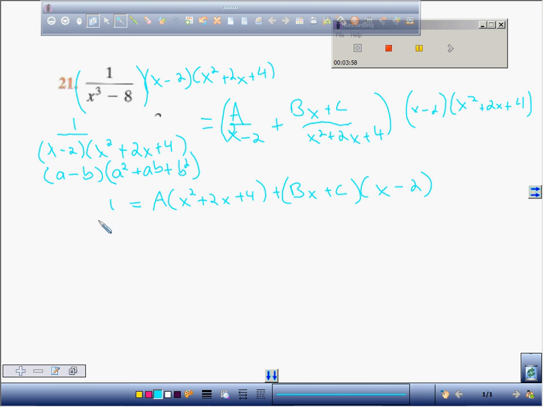Okay? So then to find a, you can let x equal something really easy. What can I let x be? 2. X equals 2. So if x equals 2, this whole piece goes away, right? So then I have 1 equals a times 4 plus 4 plus 4. Yes? So a equals 1 divided by 12.